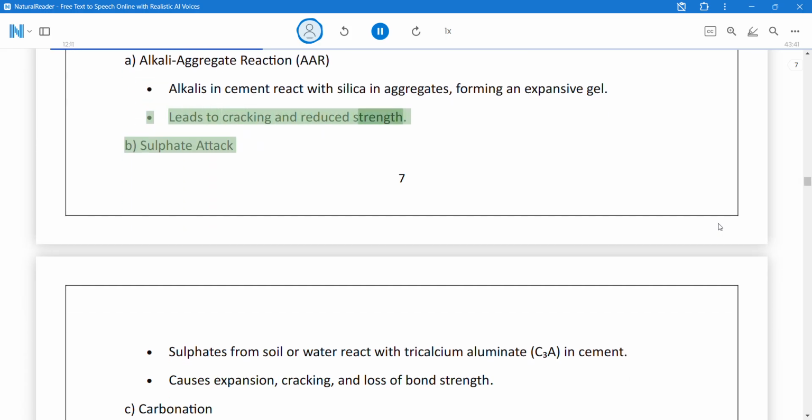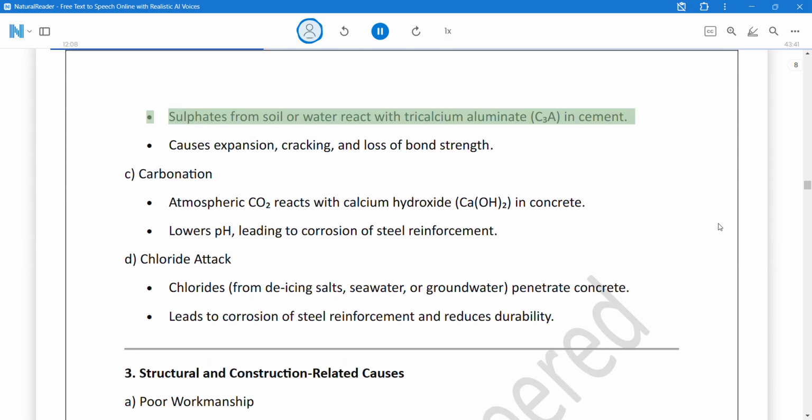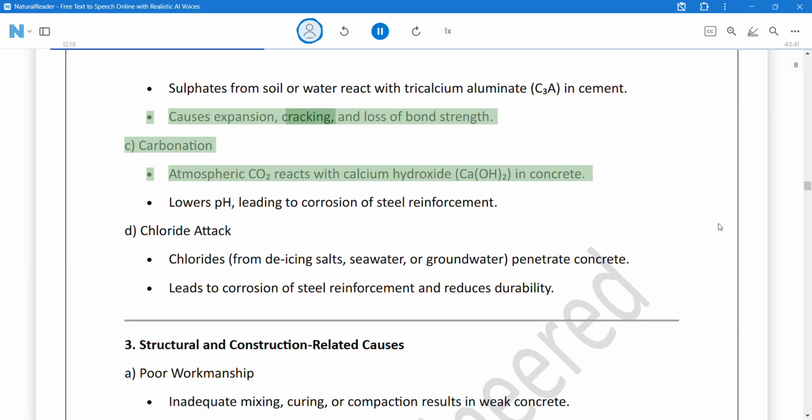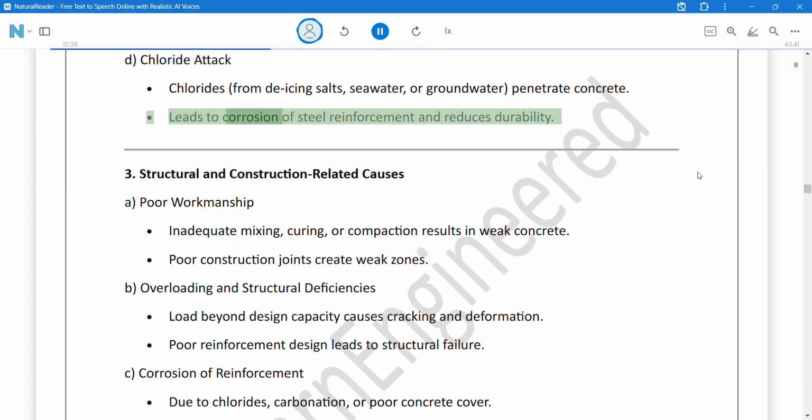B. Sulphate attack. Sulfates from soil or water react with tricalcium aluminate in cement. Causes expansion, cracking, and loss of bond strength. C. Carbonation. Atmospheric CO2 reacts with calcium hydroxide in concrete. Lowers pH, leading to corrosion of steel reinforcement. D. Chloride attack. Chlorides penetrate concrete. Leads to corrosion of steel reinforcement and reduces durability.